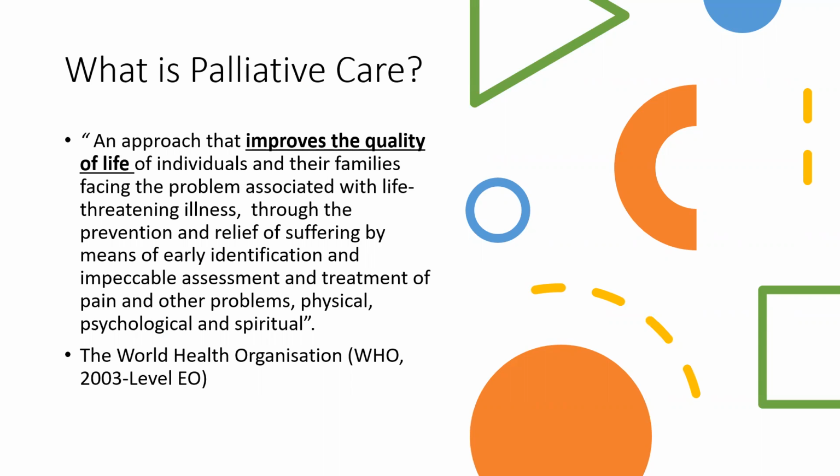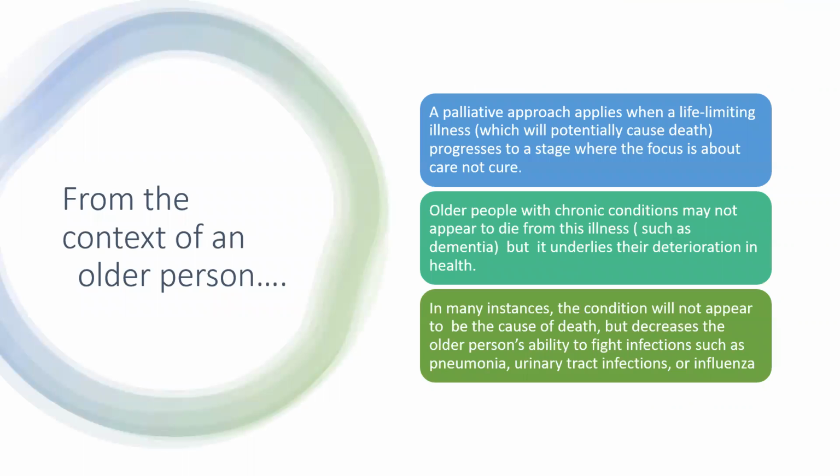In the context of the older person, palliative care can present as a chronic condition. The chronic condition itself might not appear to be the cause of death, but actually decreases the person's ability to fight off things such as infections like pneumonia, UTIs, or influenza.